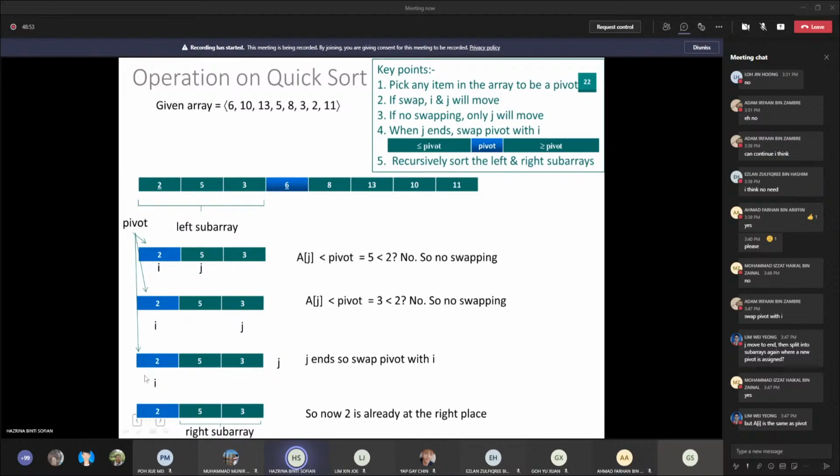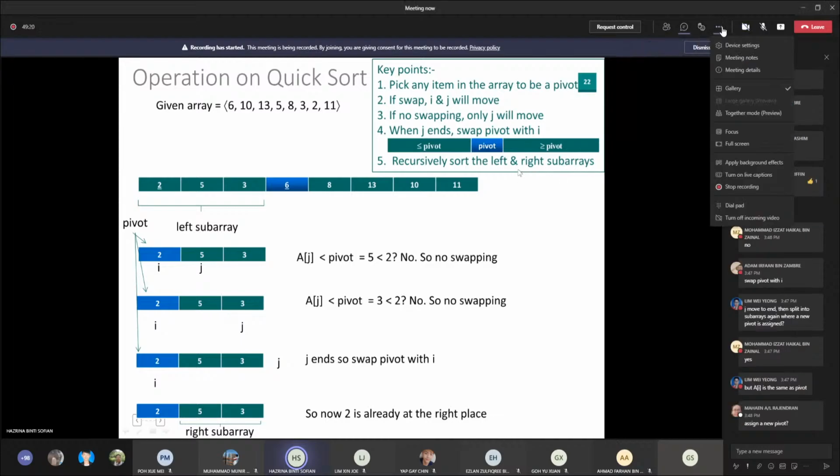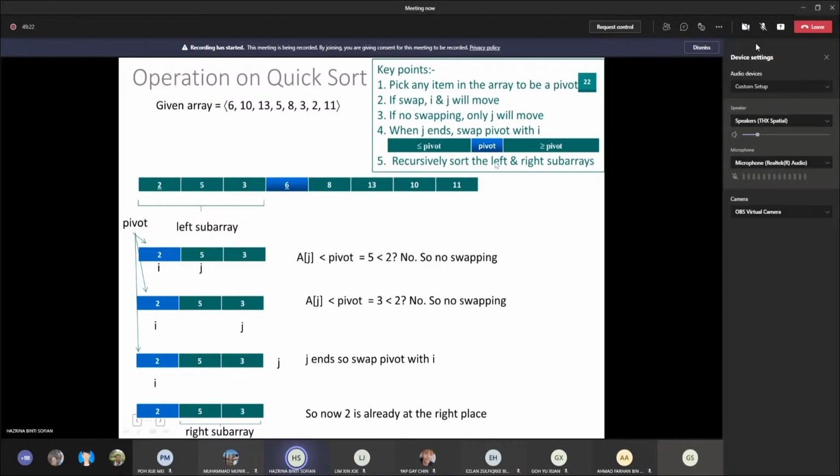So now, after they do the swapping, we know that 2 is already at the right place. Because when we reach step number 4, we know that the pivot is already at the right place. Therefore, we need to do number 5 to recursively sort the left and right subarray. In this case, there's no left, right? Then we need to assign a new pivot.